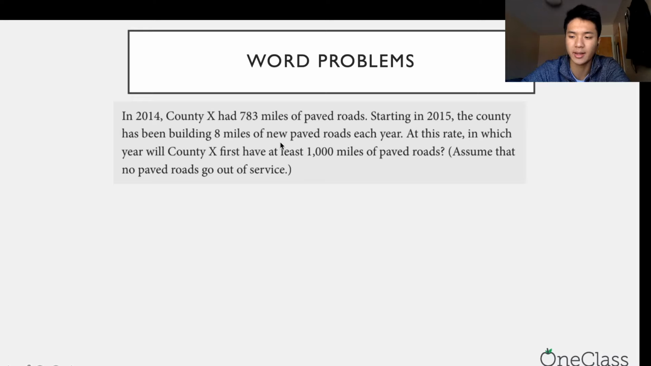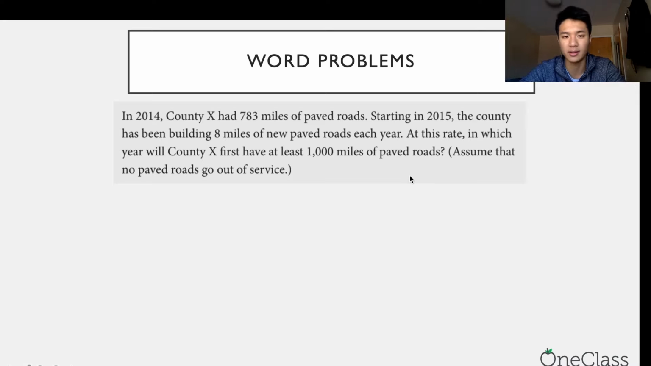So let's take a look at another way in which we might see the word problems, the same context being tested. In this case, we still have the same context. It says in 2014, County X had 783 miles of paved roads. Starting in 2015, the county has been building 8 miles of new paved roads each year. And now we have a different question stem again. It says, given this scenario, at this rate, in which year will County X first have at least 1,000 miles of paved roads? And we assume that no paved roads go out of service. So how do we approach this question?